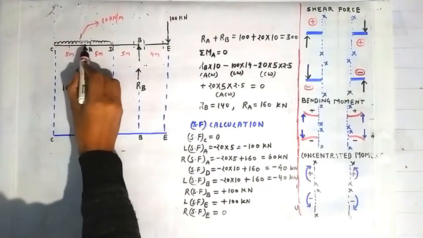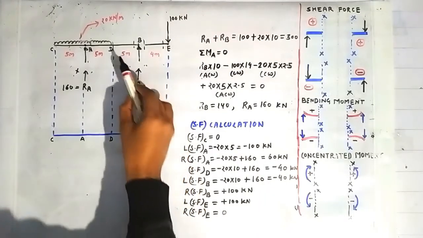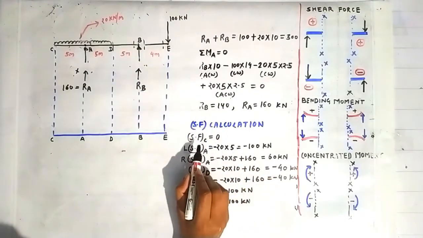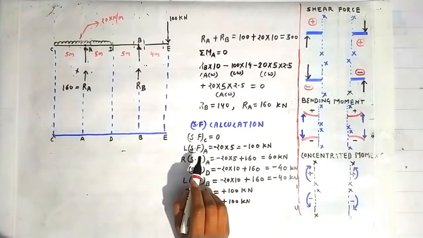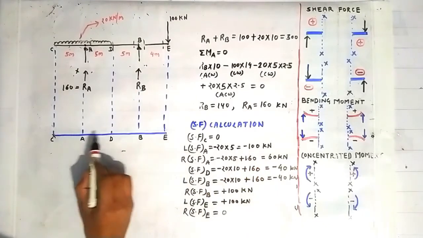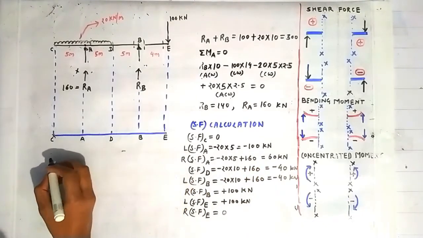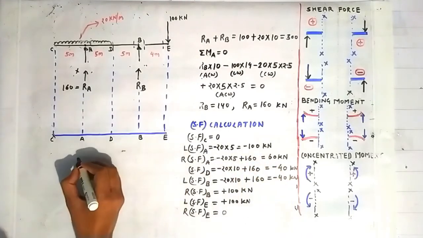So these points are projected, that C is projected here, A is projected here. Similarly you can do for other points. Now shear force at the point C is 0, so making a cross here, and shear force on the left side of the point A is minus 100 kilonewton. So all the things which are negative will lie below this line. So minus 100 kilonewton suppose lie here. Okay, so shear force at the point A is minus 100 kilonewton on the left side.